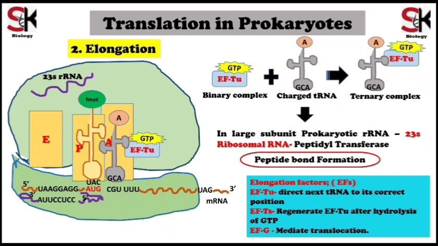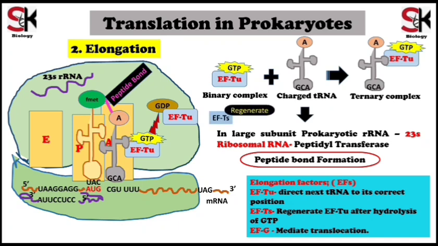After correct positioning of both amino acids, formation of the peptide bond is done by peptidyl transferase activity. This activity is present in 23S ribosomal RNA in the large subunit of the prokaryotic ribosome. This step requires energy which is provided by GTP hydrolysis, and GDP-EF-Tu is released. EF-Tu is regenerated by EF-Ts for next use.